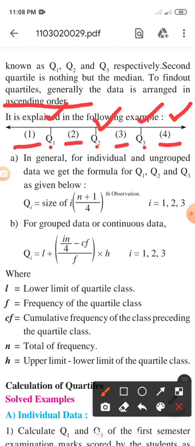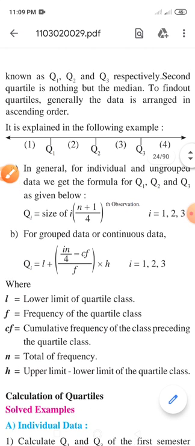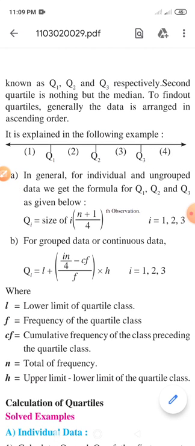For example, in general, for individual series, when a single type of information is given, for example, marks in accountancy, marks of first semester, marks in economics, weight of students, height of students, in such a way. That is, a single type of information is given.